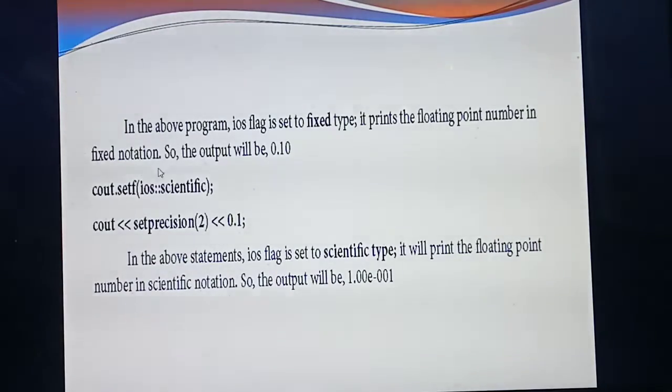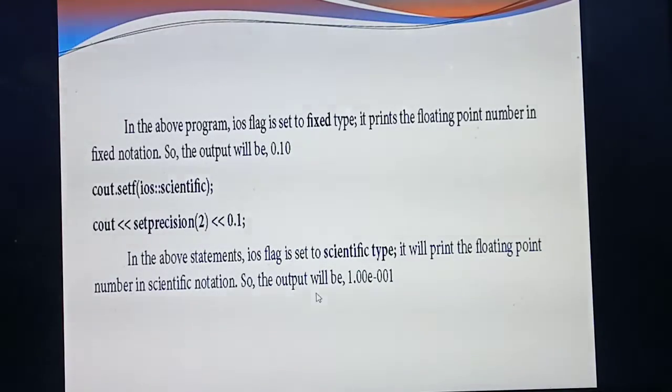So in the place of fixed you are going to use which one? Scientific. So which manipulator? cout.setf of which form? Scientific. So the ios flag along with scientific notation. Then cout set precision of 2. So here you are giving the precision after the decimal point. How many digits need to display? 2. Okay. So the input you are giving 0.1. See the output. This is the output.